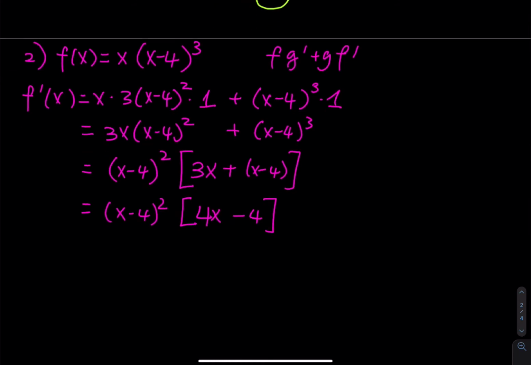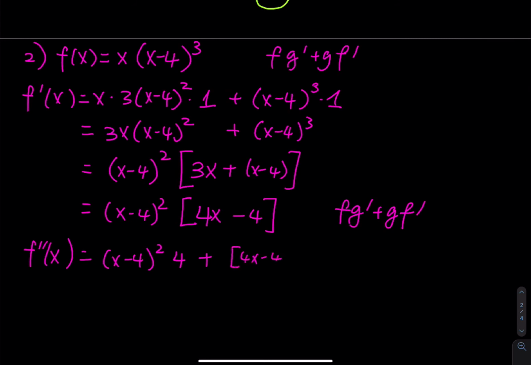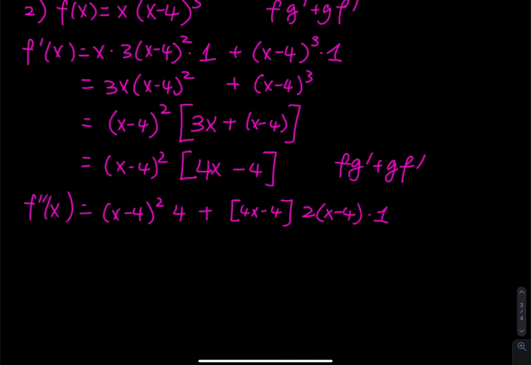And then f double prime of x. This one is another product rule, f g prime plus g f prime. So you have (x minus 4) squared, and the derivative of the square bracket is just a 4. And then plus g, 4x minus 4. The derivative of the square is 2 times (x minus 4) times 1, right? And then you factor as much as you can.